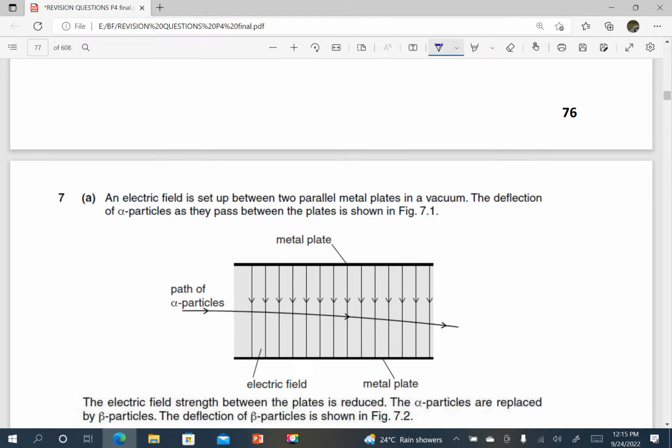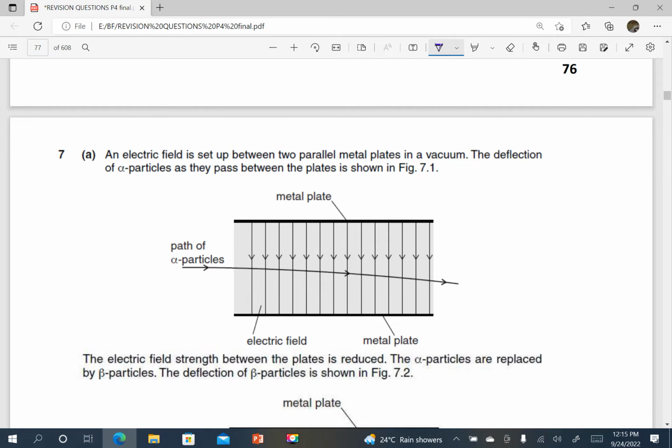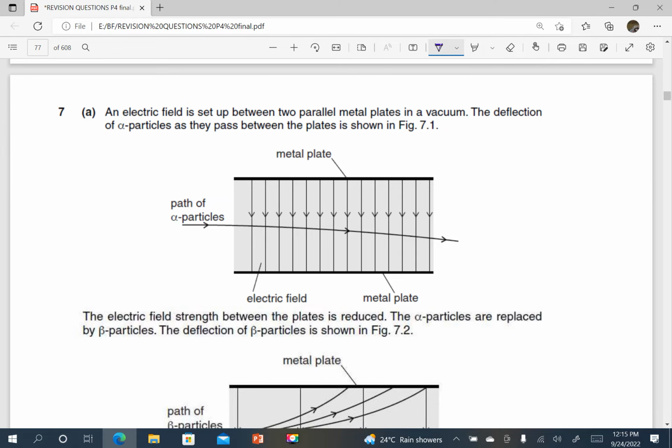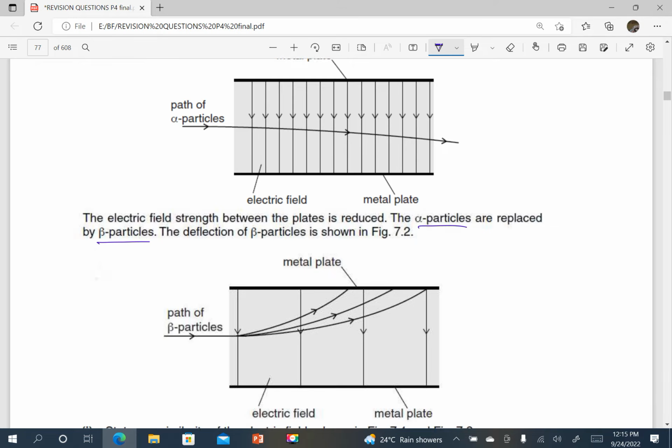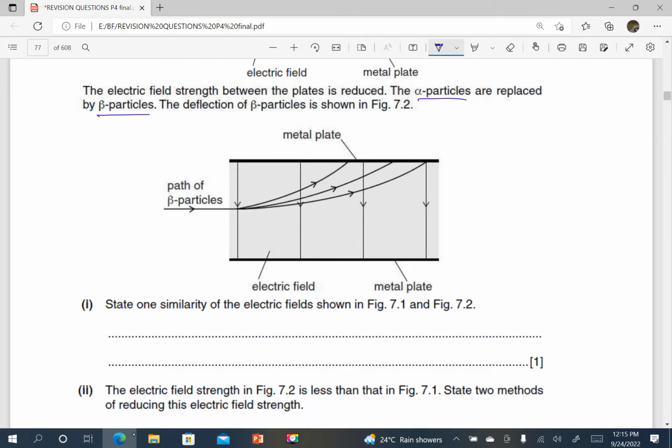So we have an electric field set up, two parallel metal plates in a vacuum as shown. The deflection of an alpha particle as they pass through is shown here. The electric field strength between the plates is reduced. The alpha particles are replaced by beta particles and the deflections are shown here. State one similarity of the electric field shown there.